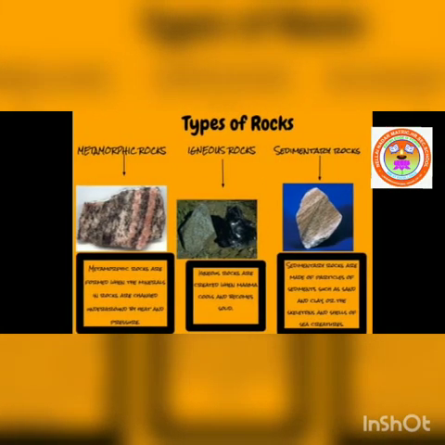Next, types of rocks. Based on the formation, rocks are classified into 3 divisions: Igneous rocks, Sedimentary rocks and Metamorphic rocks.